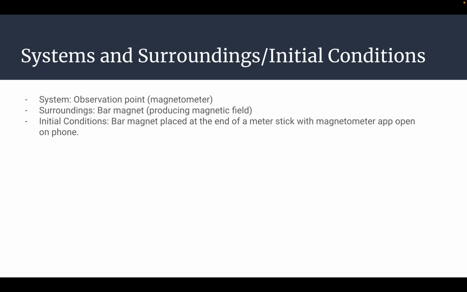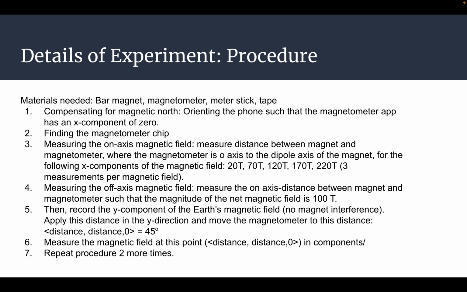The system was the observation point, the magnetometer, and the surroundings was the bar magnet, which was producing the magnetic field. The initial conditions were the bar magnet placed at the end of a meter stick with the magnetometer app open on the phone. The materials needed for this experiment were a bar magnet, magnetometer, meter stick, and tape. The procedures for this experiment are shown below.